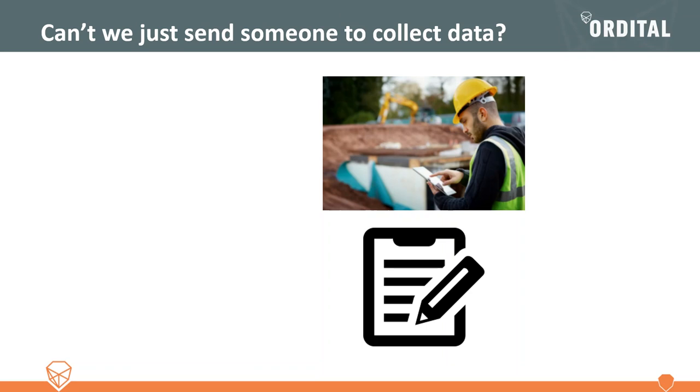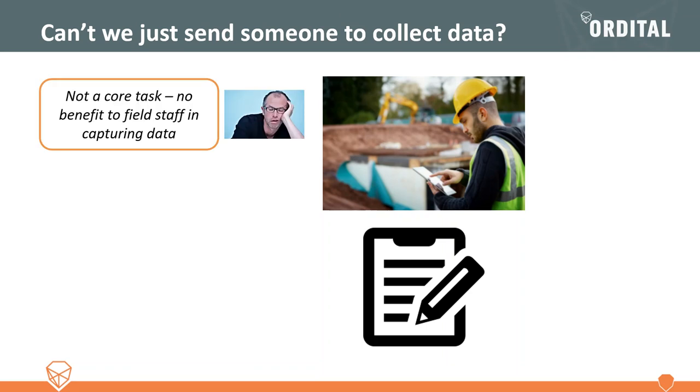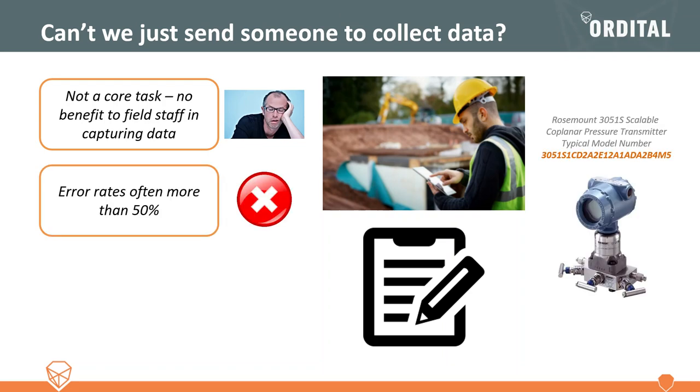Well, actually, a tablet and keying it in is a lot slower than writing it down. That's one thing for the guy in the field, but it's not his main job. He doesn't want to do that. Nobody gets up in the morning and says, I want to go out and capture data. Because of that, and because of the nature of the job, we see huge error rates. In this example on the right, we see a transmitter model number, and every one of those characters is important. The chances of getting that written down accurately in the field are pretty low.